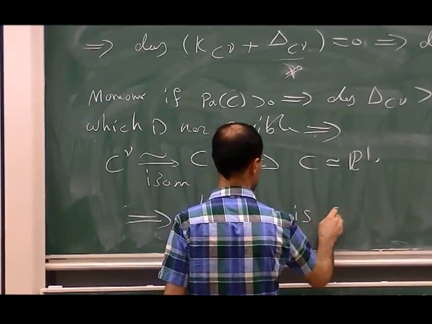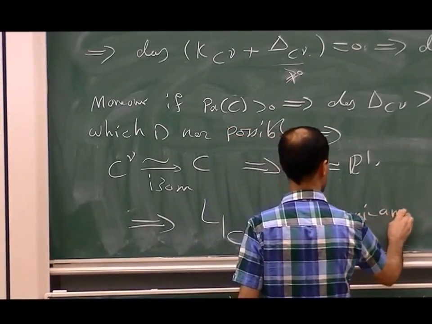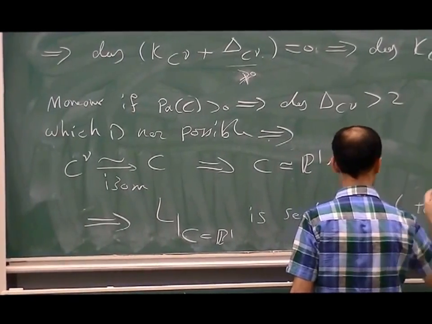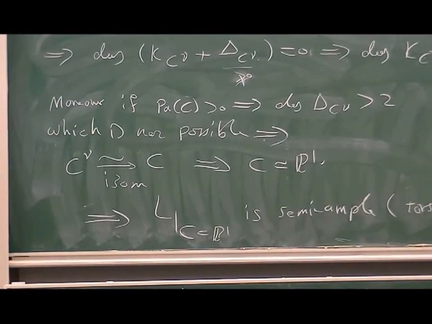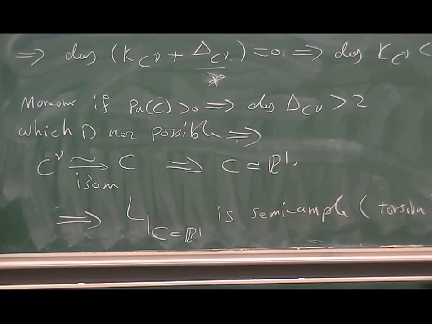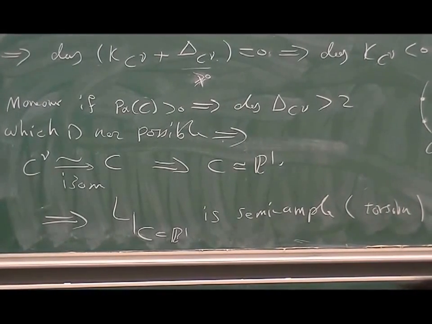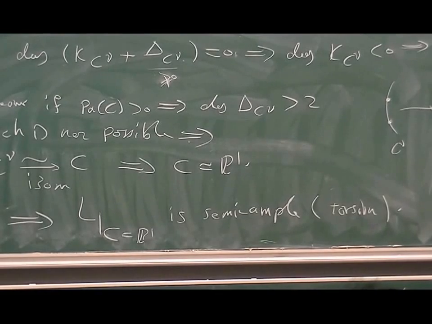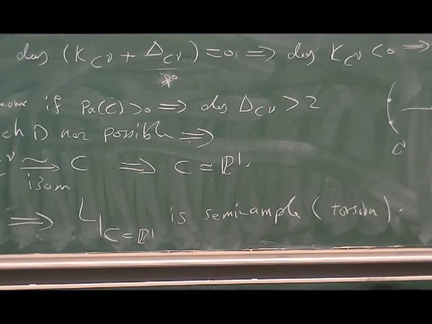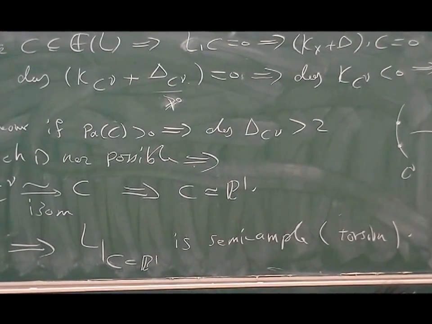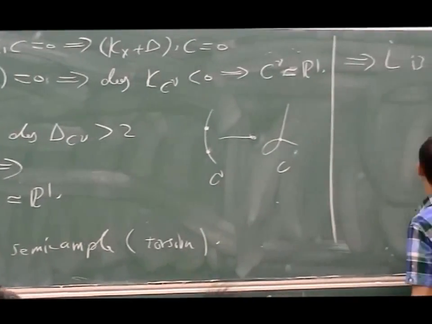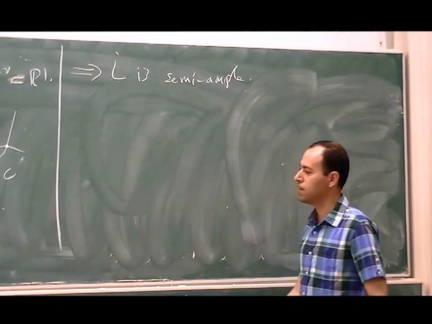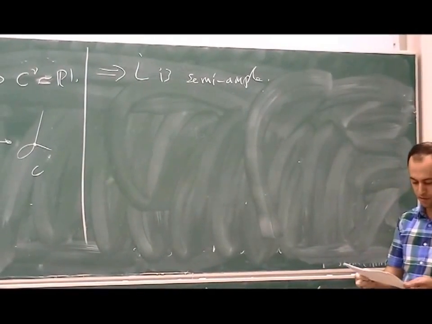That's just because of the way the projective line behaves. So we have verified that L restricted to every component of this exceptional set is semi-ample, and therefore L itself is semi-ample. And this is exactly what we were looking for.